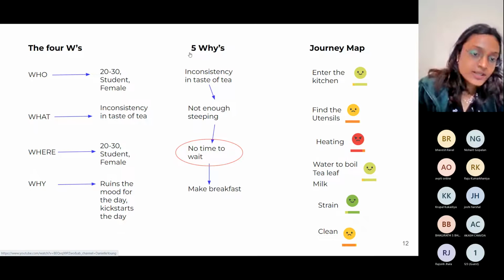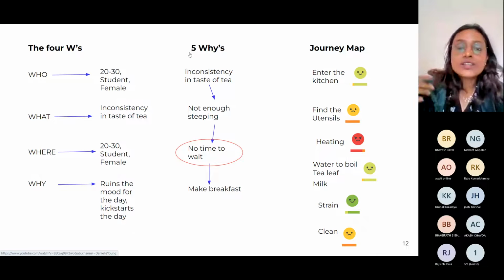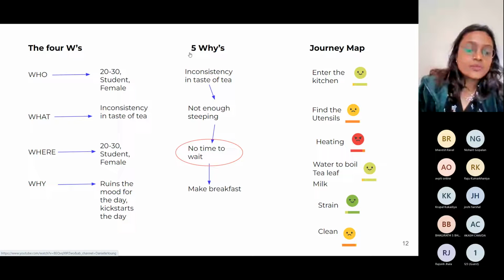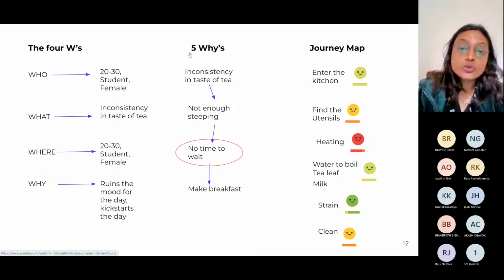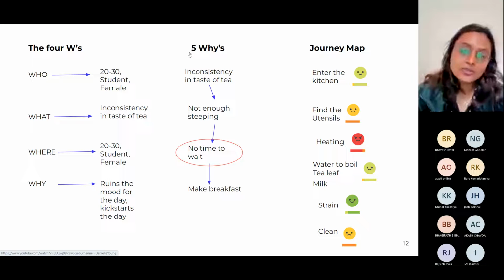Where is it happening? That's the context I'm living in right now. It's an international city, not where tea would usually be made the way I make it. Then why? Because it ruins my mood for the day, and because it's a morning ritual, it kickstarts my day. And if that doesn't go right, I feel like the rest of my day is going to come down. That's why it's very important to me.